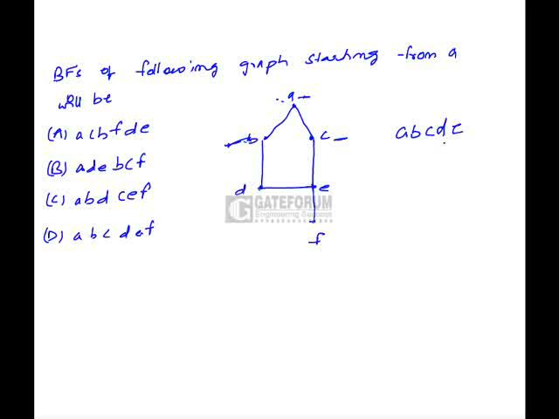Now the nodes which are adjacent to D are visited. Here B, E are adjacent to D, but they are already visited. So hence they are not visited once again. Here nodes which are adjacent to E are C and F, and C is already visited. F is not visited. So F is visited. So here BFS is A, B, C, D, E, F. So here correct option is option D.